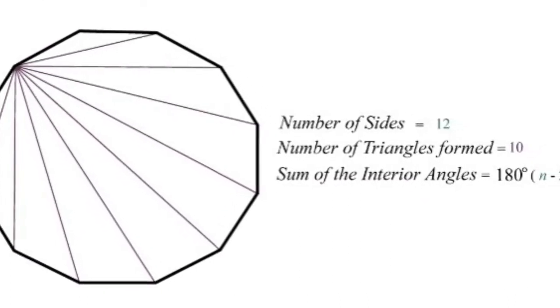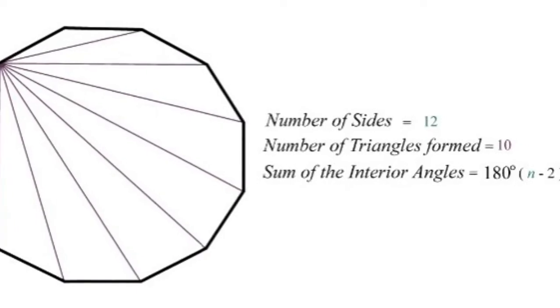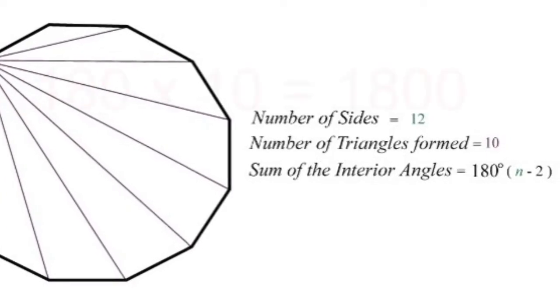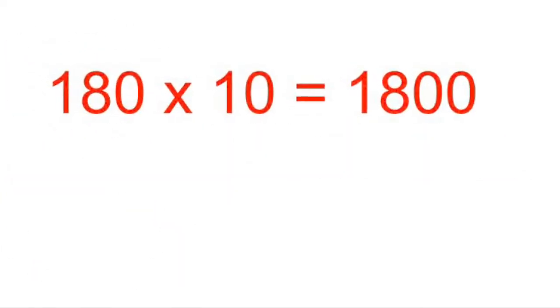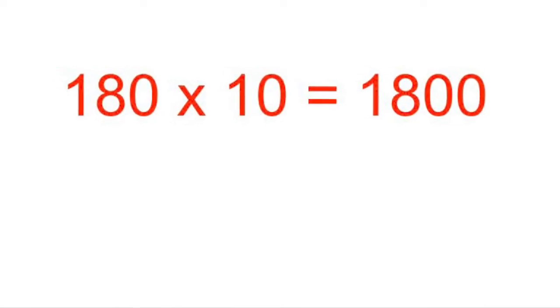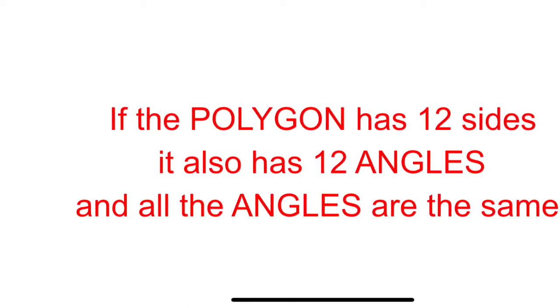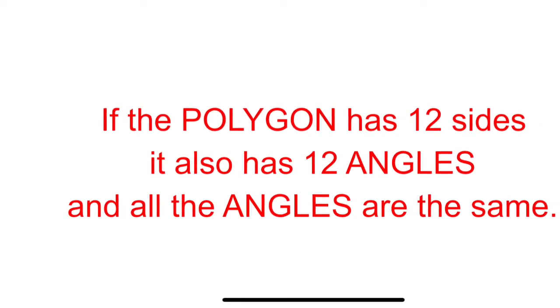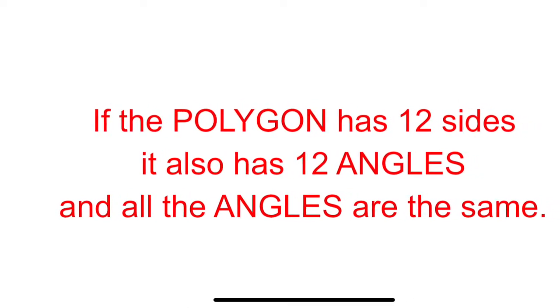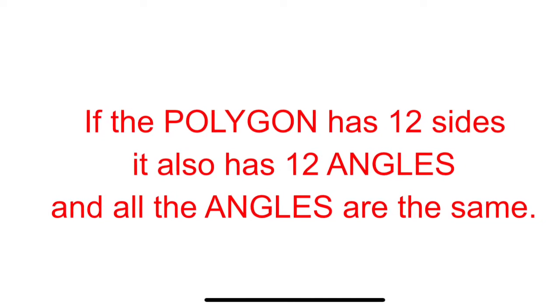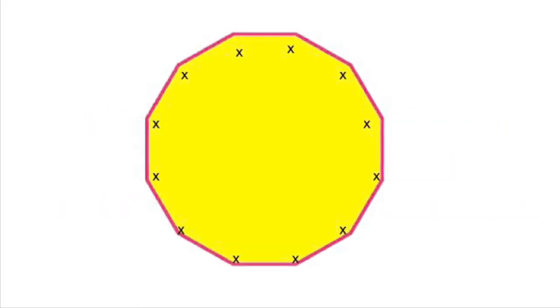If there are 10 triangles and each of the triangles adds up to 180 degrees, that means in total there are 1,800 degrees inside this 12-sided polygon. And if the polygon has 12 sides, that means it also has 12 angles. And since it's a regular polygon, all those angles are exactly the same.